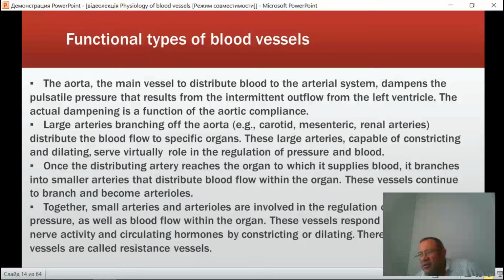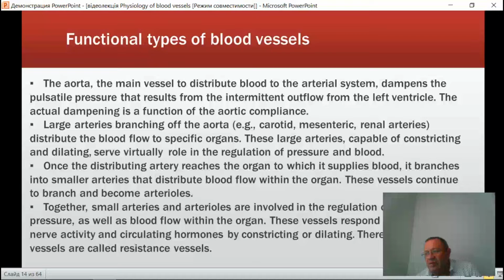These vessels continue to branch and become arterioles. Together, small arteries and arterioles are involved in the regulation of arterial blood pressure, as well as blood flow within the organ. These vessels respond to changes in nerve activity and circulating hormones by constricting or dilating. Therefore, these vessels are called resistance vessels.